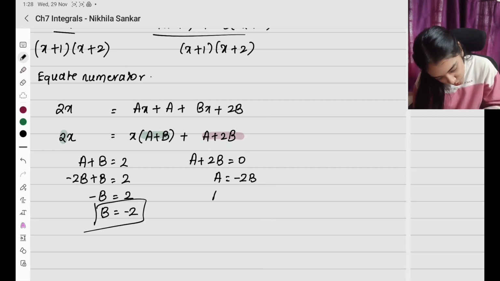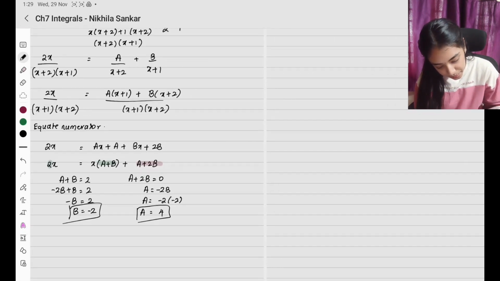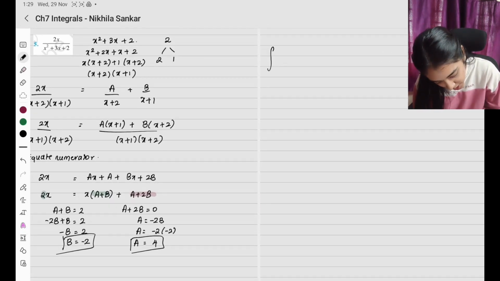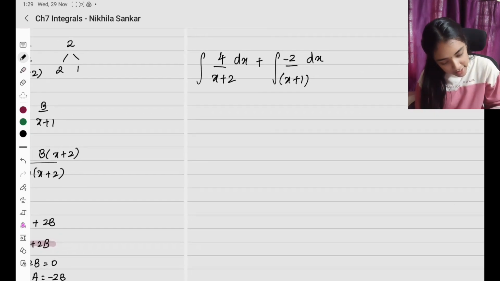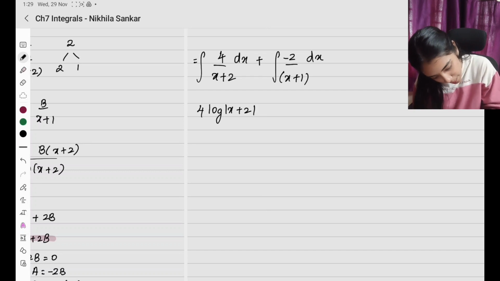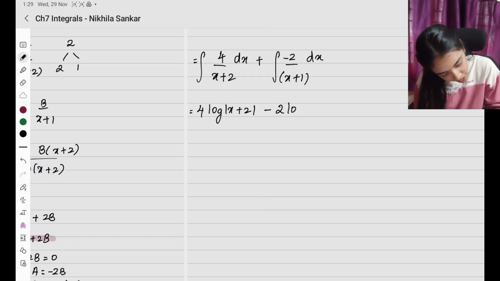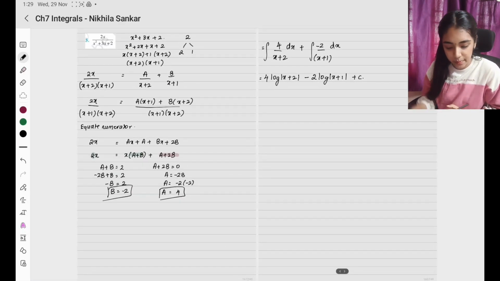So b equals minus 2 na a oda value is going to be minus 2 times minus 2, which is going to be 4. So a is going to be 4. So when I substitute the values, the integral is going to be, I'll do it here. So integration 4 divided by x plus 2 dx plus integral b, which is minus 2 divided by x plus 1 times dx. So 4 வெளியில எடுத்தா I have log mod x plus 2 minus 2 வெளியில எடுத்தா I have log mod x plus 1 plus c. Okay, simple.